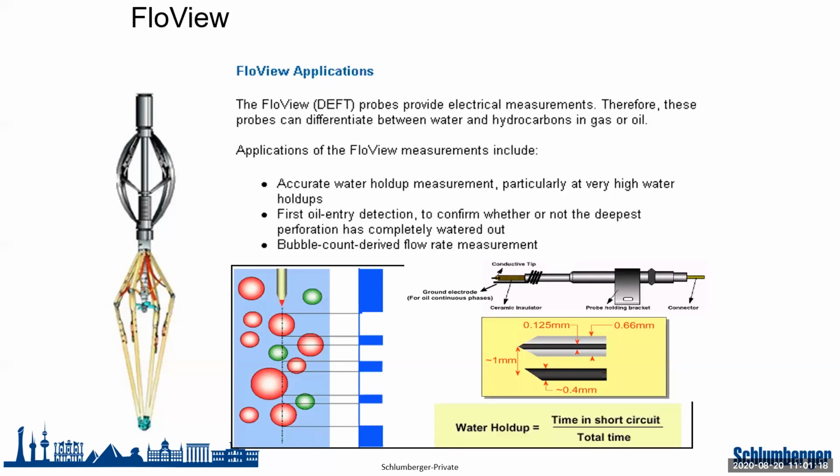But let's say that a bubble of water comes into the ground of the probe and the tip of the probe. I will have then a closed circuit. So the idea is that to be able to determine the water holdup, I will calculate the amount of time that I have my tool in short circuit, my probe in short circuit, divided by the total time in which I am performing my measurement. So basically, I can count the bubbles of non-continuous phase, and I can derive directly a measurement of water holdup. Okay, so this is the idea of the electrical probe.